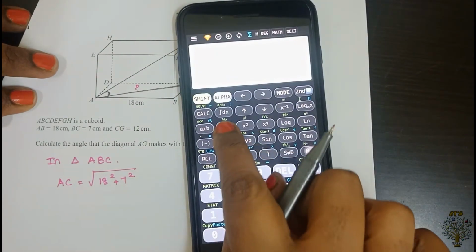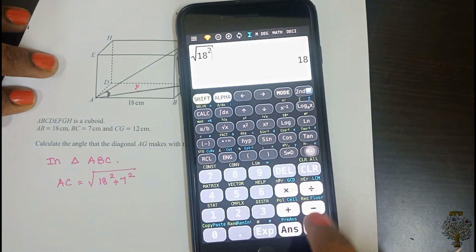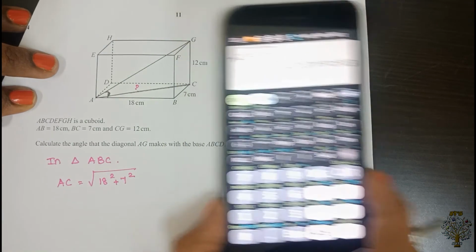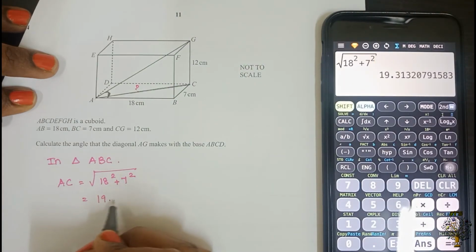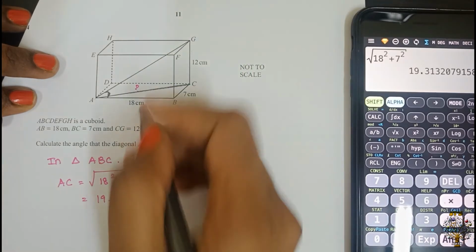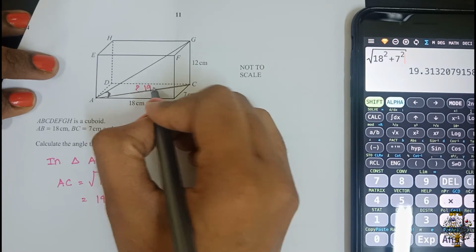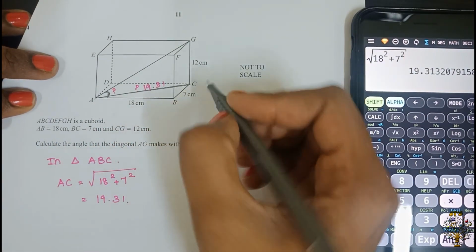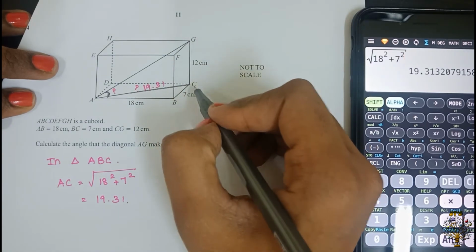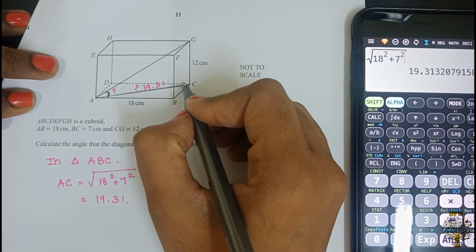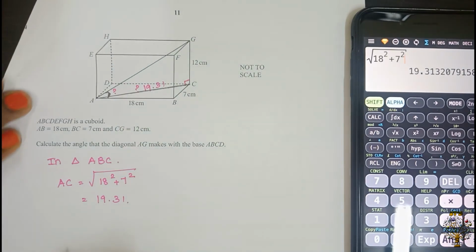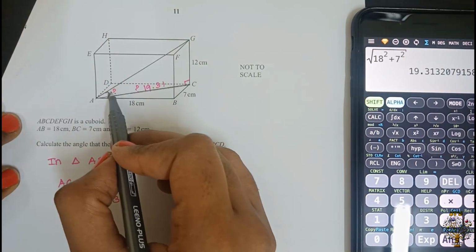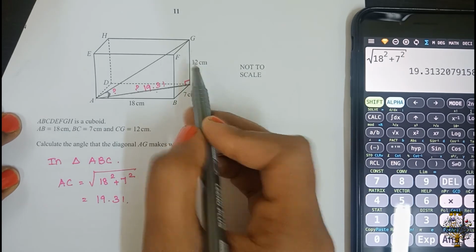I'll just go for simplification. Square root of 18 square plus 7 square, which is 19.31. I'll write it as 19.31. Now we have this value as 19.31. Okay, question is this particular angle. We have the side AC value and we have the side CG's value, and this angle is going to be 90 degree. So we are going to check. This is your adjacent side, this is your opposite side.